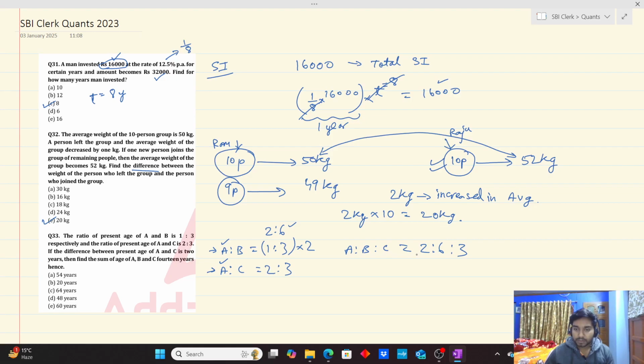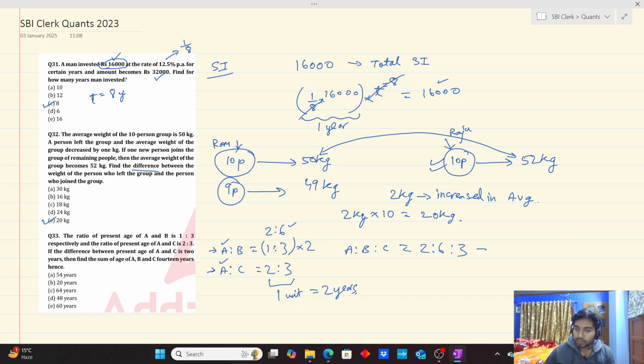Now A is to B is to C is 2:6:3. Now it is given that the difference between the present age of A and C is 2 years. What is the difference between the present ages of A and C in terms of units? 1 unit. 1 unit is the difference. This corresponds to 2 years of age in reality. Unit to years conversion, right?